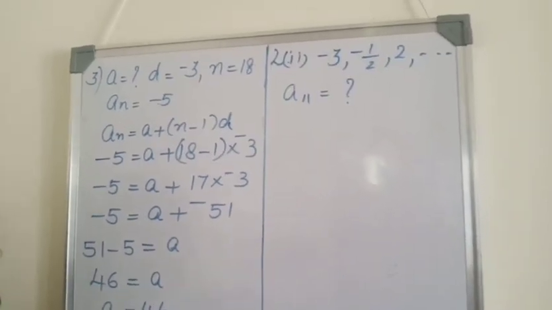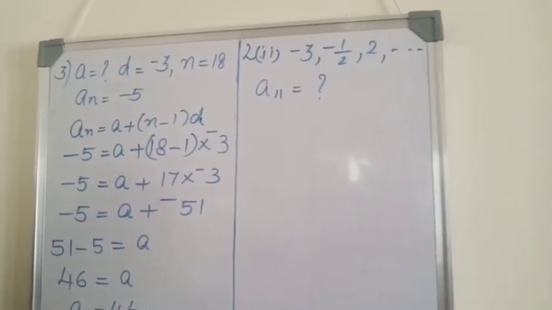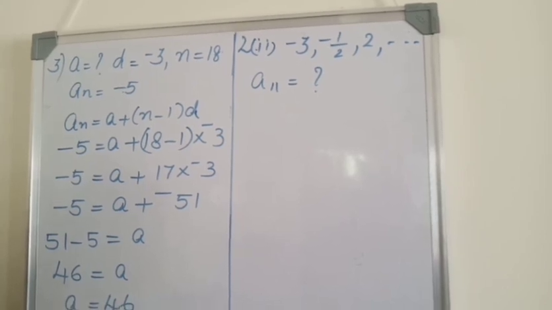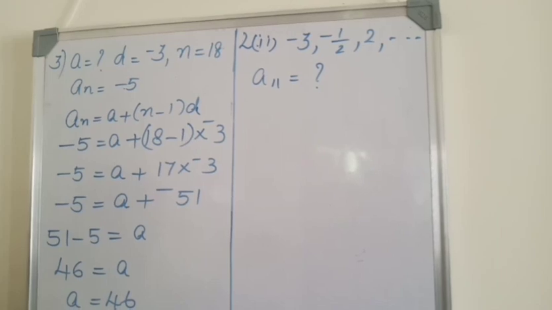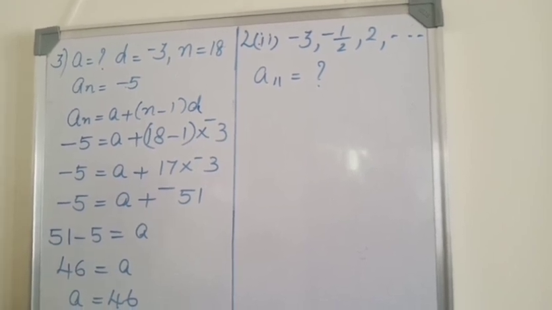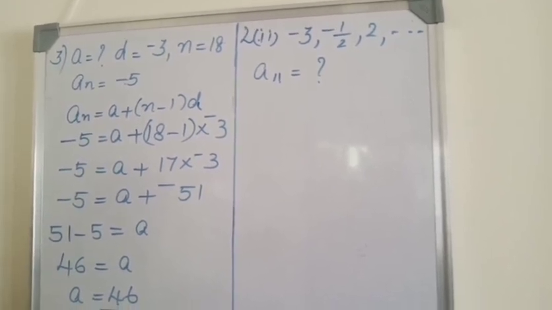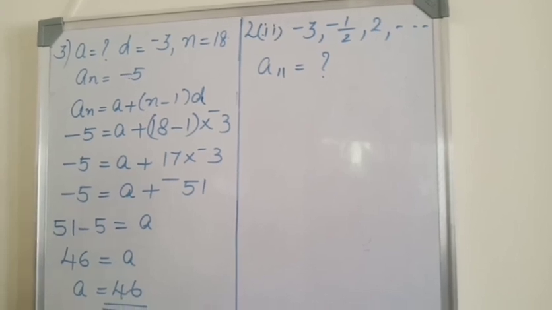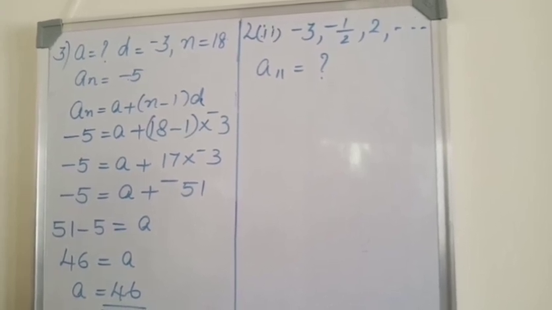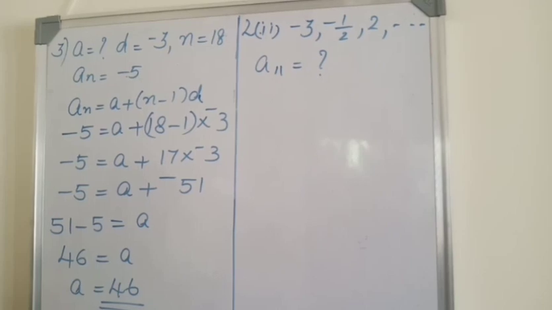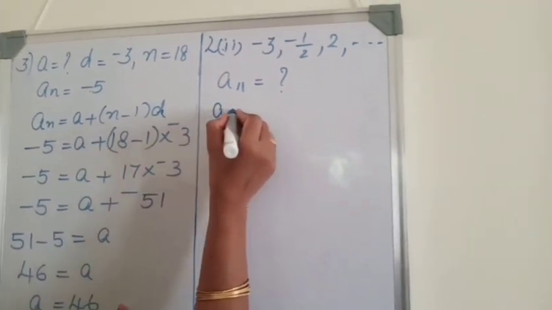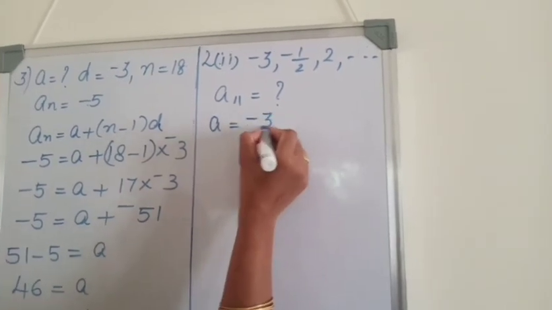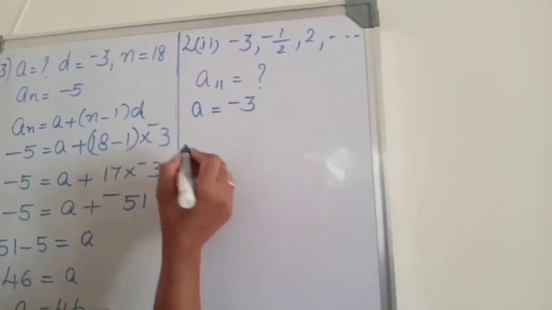The next main is choose the correct choice in the following and justify. In the second main, second question: 11th term of the AP, minus 3, minus 1 by 2, 2, etc. They had given the choice. Let us find out the answer and we will select the correct choice. We want to find out the 11th term of the AP. So here we will write what is A first. A is minus 3. Now we will find out common difference D.